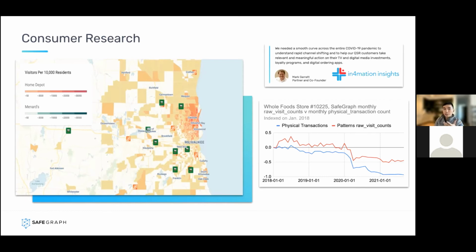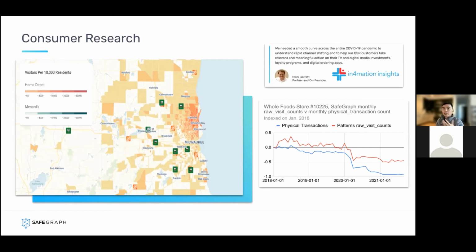One of the core use cases for patterns data is consumer research, which allows for insights about the movement of people and inferences about their demographics. Each of these vignettes is a use case for how customers or the public have used our data. On the left here, this is a plot from a case study we did with our partner Spatial AI.